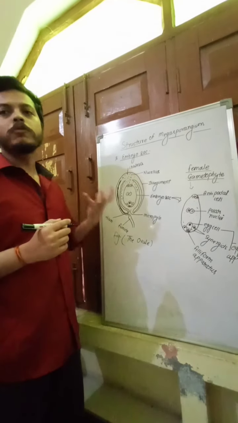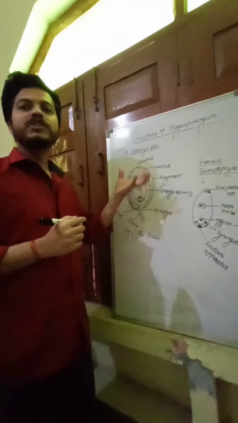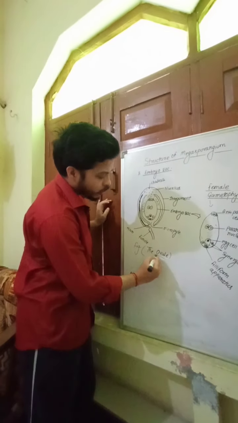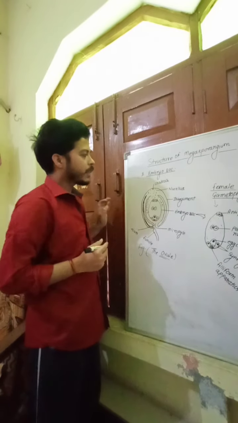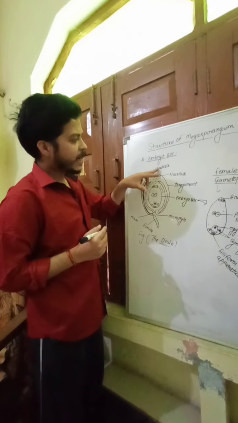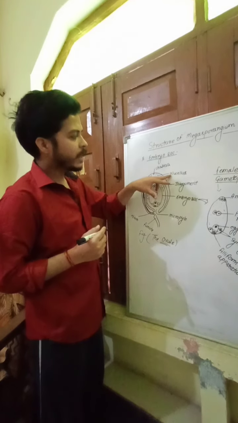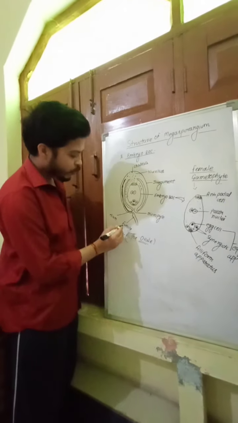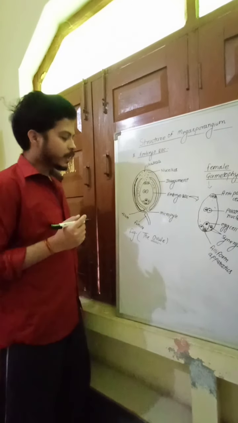So where is the ovule present? The ovule is present inside the ovary. So that is the structure of the ovule. There is a figure that you can see: chalaza, nucellus, integument, embryocyte, micropyle, funicle, and hilum. We will discuss one by one.